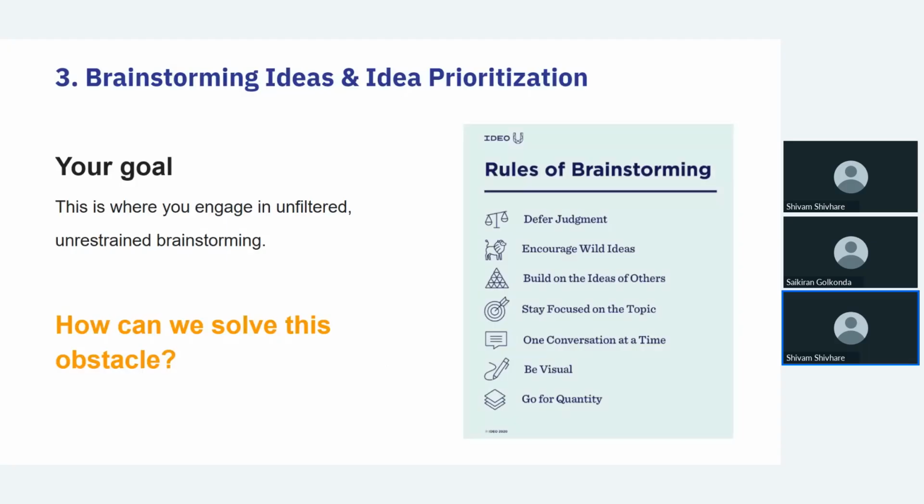So the third one is brainstorming ideas and idea prioritization. You might get many different ideas, but you need to prioritize them, right? Which is first, which is next, and so on.